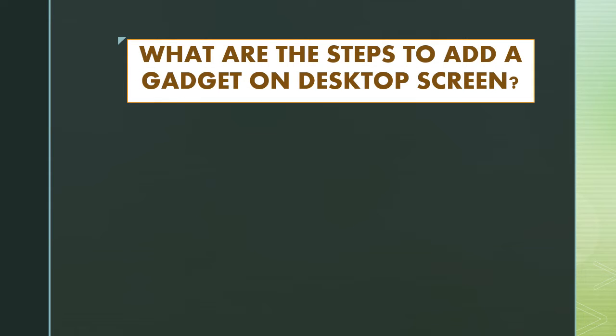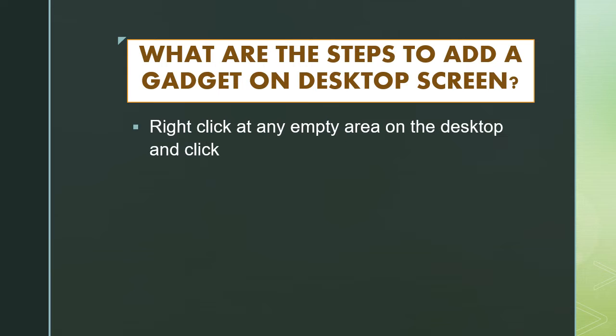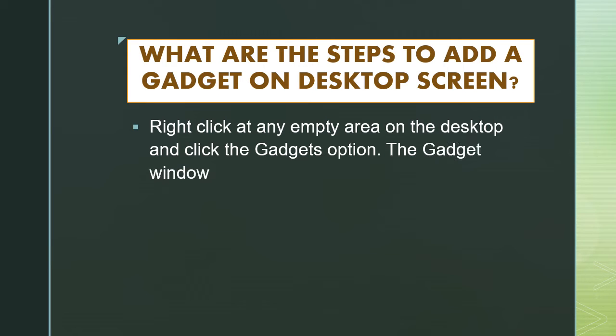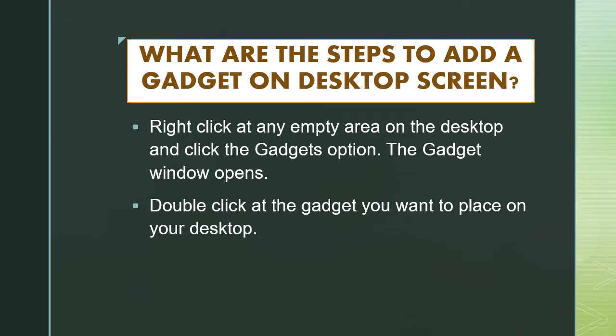Now the question arises, what are the steps to add a gadget on desktop screen? How you can add a particular gadget on the screen of your computer. The first step, right click at any empty area on the desktop and click the gadgets option. The gadget window opens. Second, double click at the gadget you want to place on your desktop.